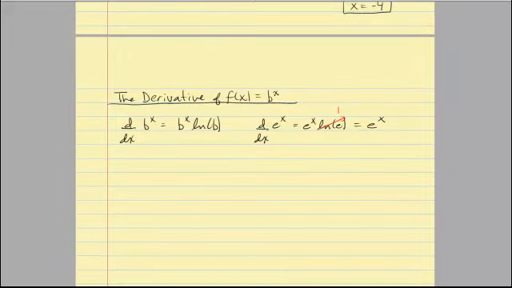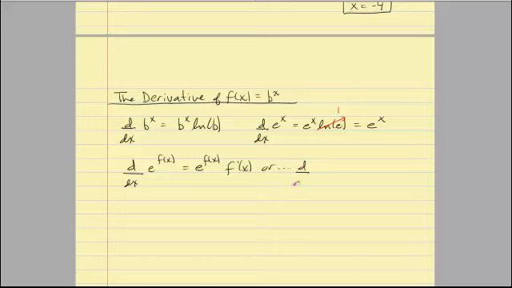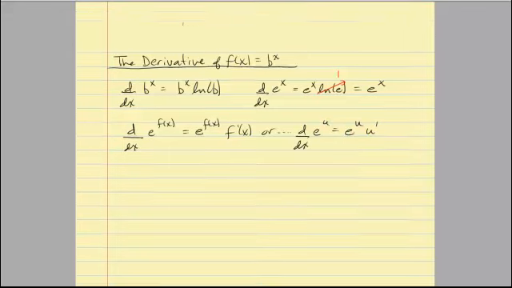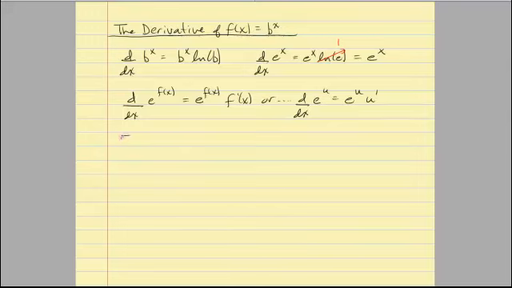Now this is only if the exponent is just x. If the exponent is anything else, this is going to be a little bit more complicated. So let's go ahead and look at the derivative with respect to x of e to some function containing x. Well, this is just going to be equal to e to the f of x times the derivative of that exponent. Now another way to say this would be with our u substitution notation. The derivative of e to the u is e to the u times u prime, and you're definitely going to want to have these memorized.